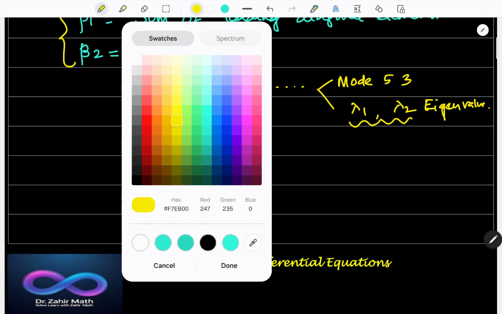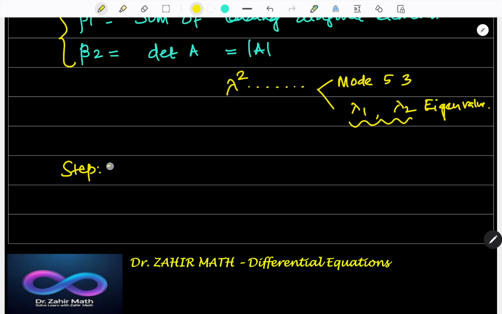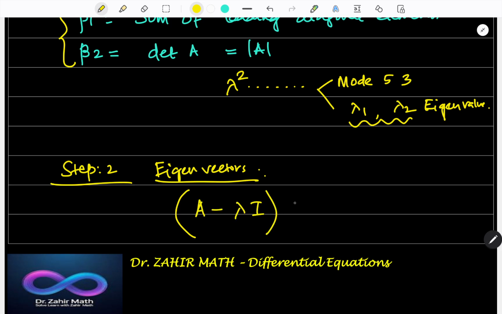Right. Step number 2. What is step number 2? Step number 2 is you are going to find the eigenvectors. So what is the formula for finding eigenvectors? Just now I told you, matrix A minus lambda I times x is equal to 0. X is a column vector. Keep in your mind, x is a column vector.